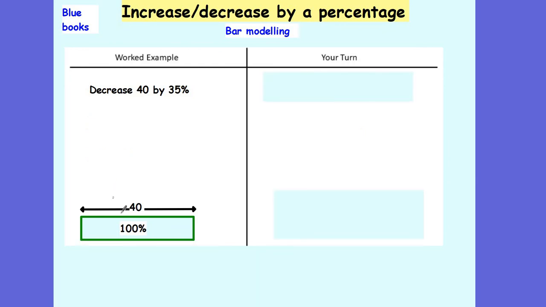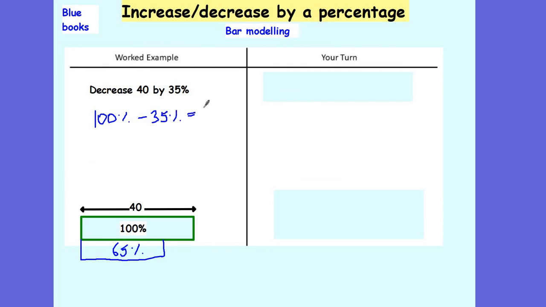Okay, I'm going to go through one more example with you. This time I'm decreasing 40 by 35%. So I'm going to get a much shorter bar on the bottom. How much is this bar going to be worth if I'm decreasing by 35% this time, Bradley? Cool, 65. Because this time I'm doing 100%, take away 35%.